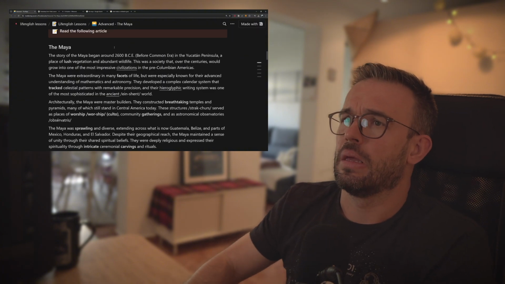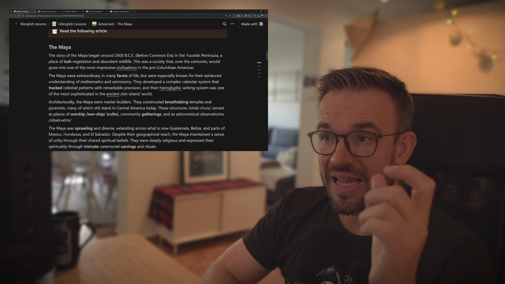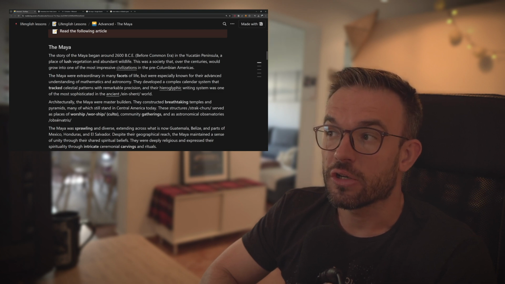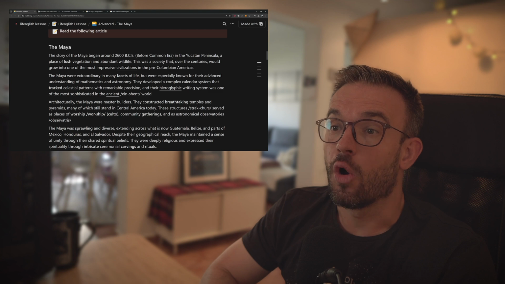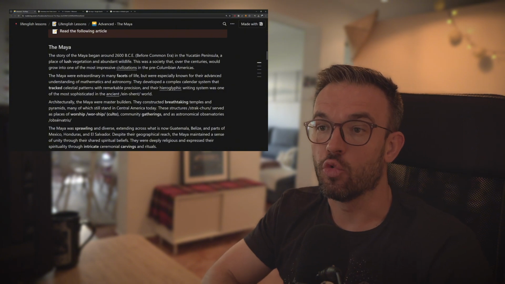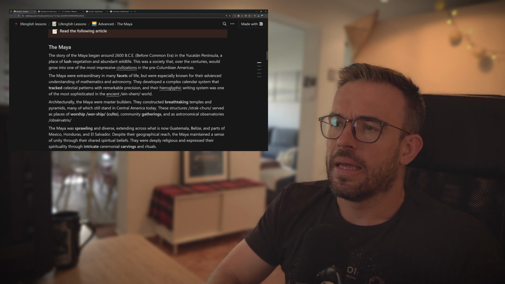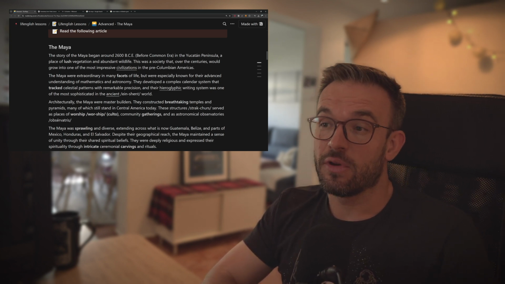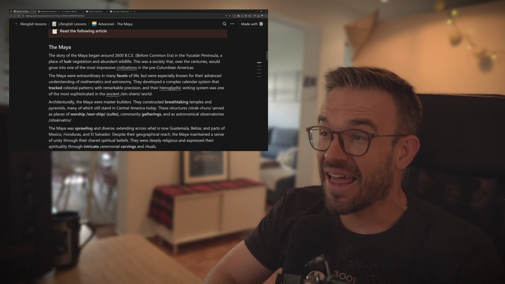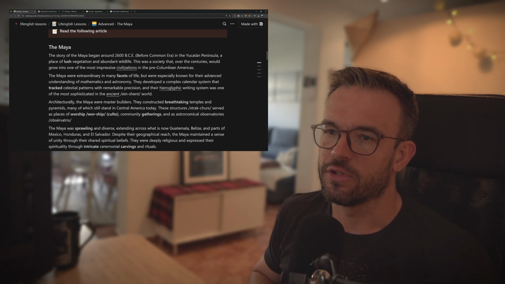And pyramids, many of which still stand in Central America today. These structures served as places of worship, que es culto. To worship something es rendir culto a algo y como sustantivo es culto en general. No culto de ser sabio, sino culto de rezo. Okay. Community gatherings, reuniones, and as astronomical observatories.